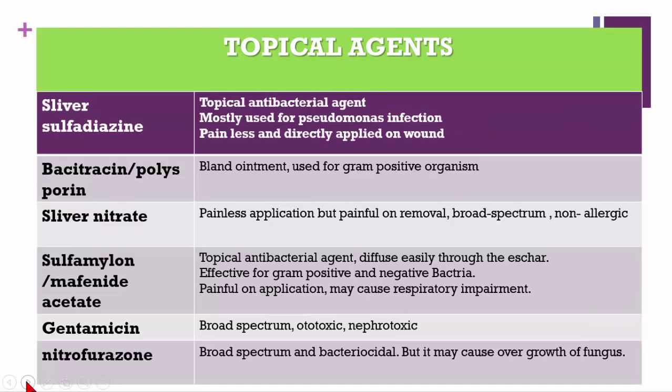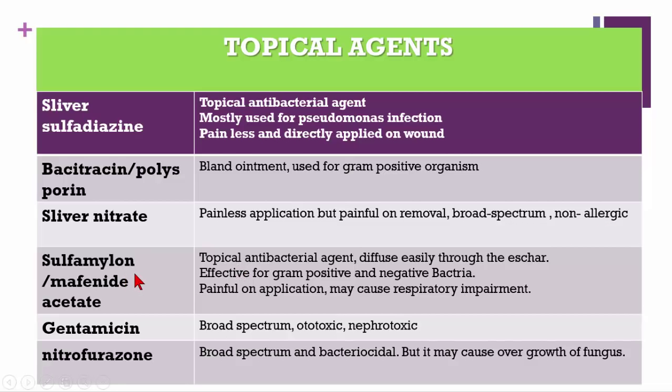Let's see the topical agents used for burns or wounds. Silver sulfadiazine is a topical antibacterial agent mostly used for Pseudomonas infection. It is painless and directly applied on the wound. Let's see about bacitracin or polysporin. It's a bland ointment used for gram-positive organisms. Silver nitrate has painless application but is painful on removal. It is broad spectrum and non-allergic.